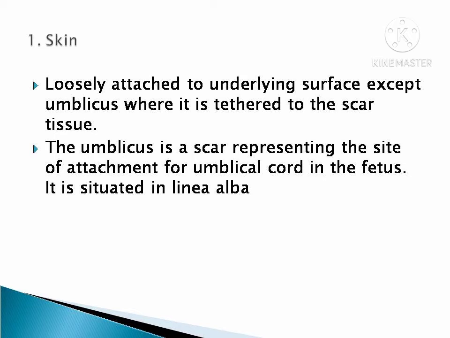So first one is skin, loosely attached to underlying surface except umbilicus where it is tethered to the scar tissue. The umbilicus is a scar representing the site of attachment for the umbilical cord. In the fetus, it is situated in linea alba.